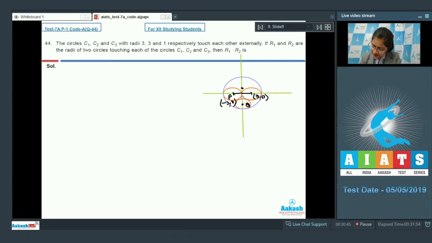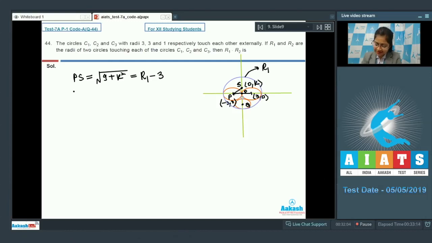Now let us take the center of the bigger circle as 0, K, and let this point be S. This is the center of the bigger circle. Now we can write PS is equal to under root of OP square, that is 9, plus OS square, that is K square. Let us say its radius is R1. Now PS can also be written equal to R1 minus the radius of the circle with center P, so we get R1 minus 3.